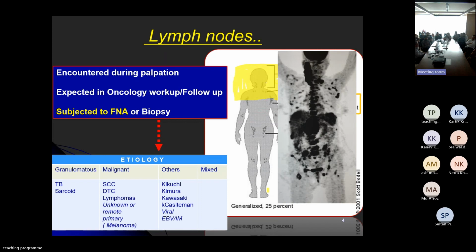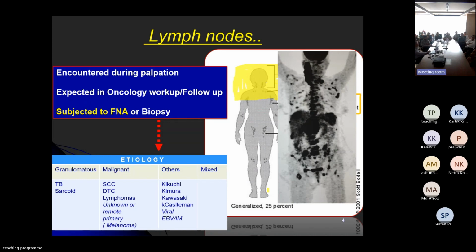Etiologically, we understand that in our country it is mainly granulomatous, which is TB and sarcoid, mainly TB. In malignancy, we see a lot of squamous cell carcinomas, differentiated thyroid carcinomas, lymphomas, and unknown or remote primary, which could be anything like melanoma. Others are some Ks, like Kikuchi, Kimura, Kawasaki, and if you say Castleman with a K, maybe it looks like a complete mnemonic. And there are some viral causes and Epstein-Barr virus. And there can be a mixed etiology, as Ketan said, there could be a tuberculous and lymphomatous node in the same setting.